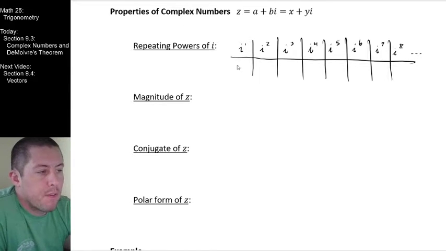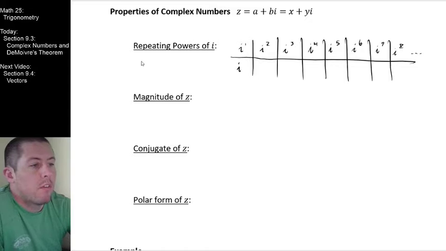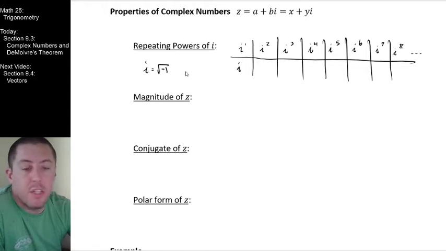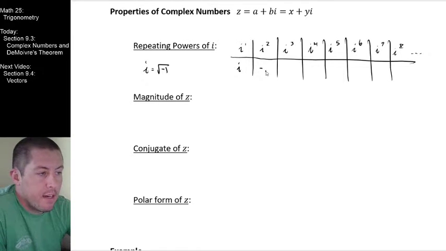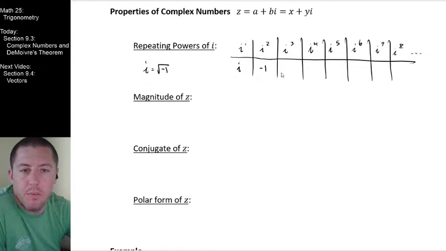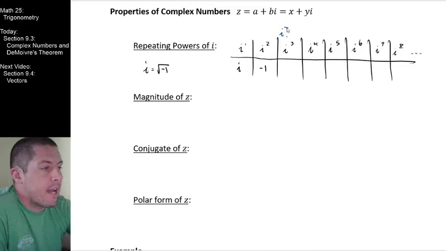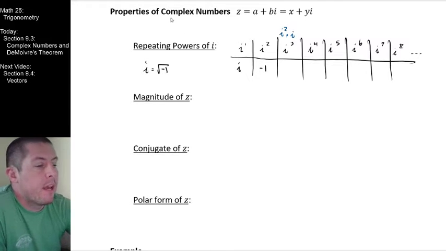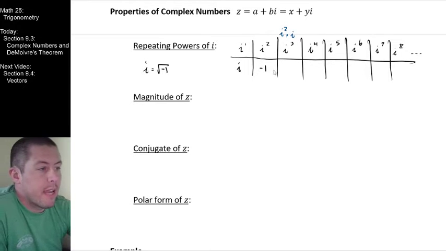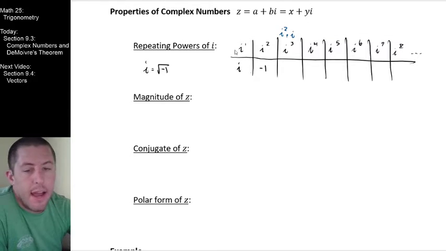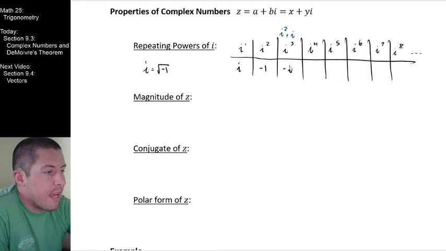So i to the 1st, that's just i, but remembering that i is the square root of -1, my question to you is, what do we get when we do i squared? Well, we're clearly just going to get -1. We squared a square root, right? So now knowing that i cubed is the same thing as i squared times i, I know that i squared is -1, and I know that i I just write as i, so -1 times i should be -i.